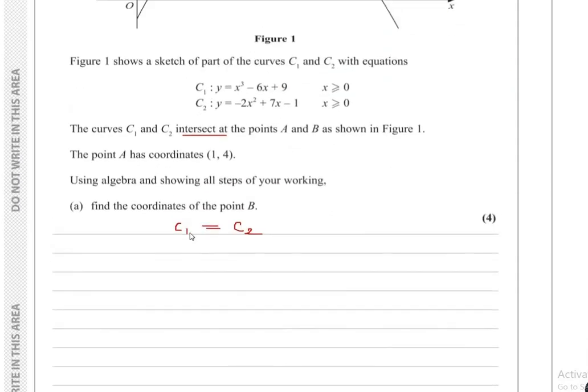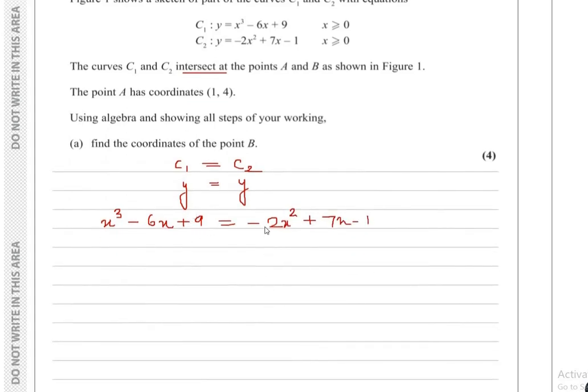Since we know that C1 is equal to C2, we are going to equate the equations. So it becomes y equals y. The equation of C1 for y is x cube minus 6x plus 9 equals the equation of C2 for y, which is minus 2x square plus 7x minus 1. Now we are going to bring all the terms on the right hand side to the left hand side.